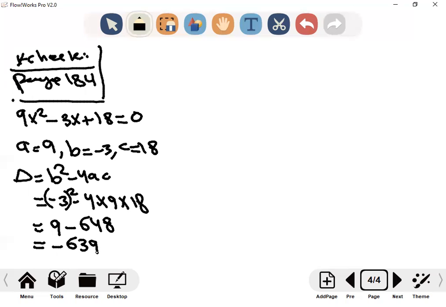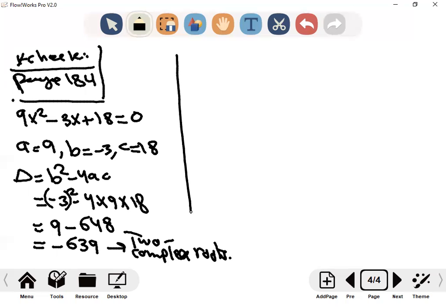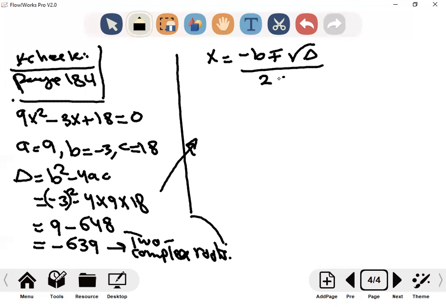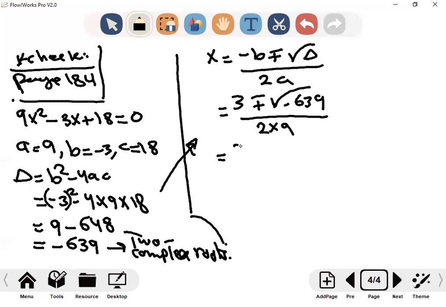Yeah. Now this delta is negative, then you have two complex roots or solutions. Okay? Let's find them. X equals minus b plus minus square root of delta over 2a. Minus b, b is minus 3, so it will be 3 positive plus minus square root of negative 639 over 2 times a, which is 9.